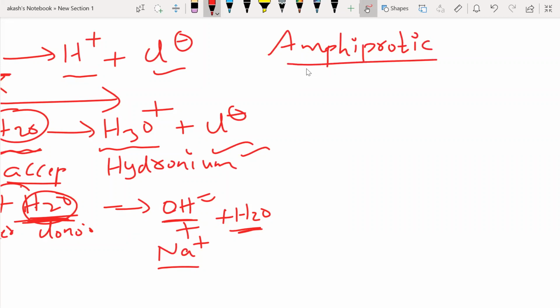Right? So these are what are called amphiprotic substances. What do you mean by amphiprotic substances? They can act as H plus donors, and they can also act as H plus acceptors. Those kinds of substances, even ammonia, no, ammonia will not come into this, right? So these kinds of substances are called amphiprotic substances.